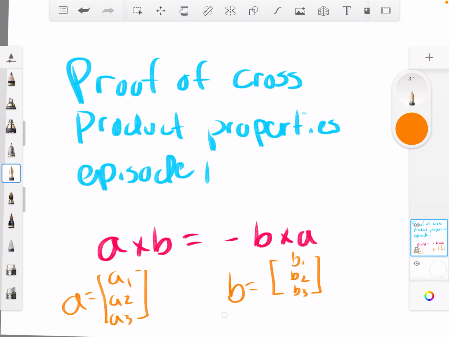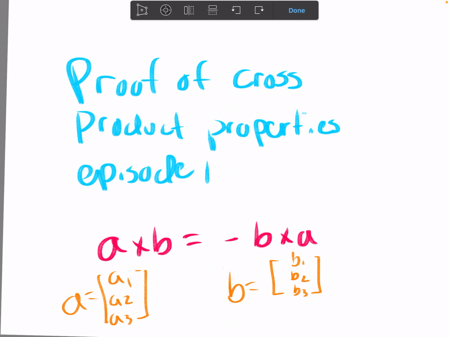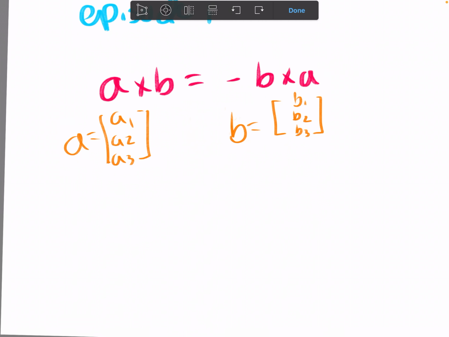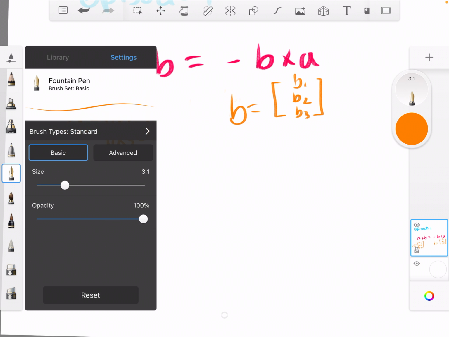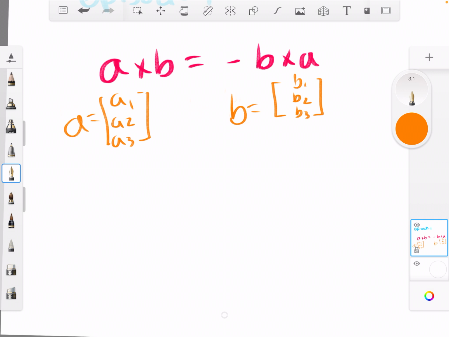Okay, so in this video series, we're going to be proving cross-product properties. We also have a series for proving dot product properties as well. But in this very first episode, we're going to take a look at kind of the most basic one, but a pretty interesting property, that A cross B equals negative B cross A. So basically saying that unlike the dot product, the order matters.